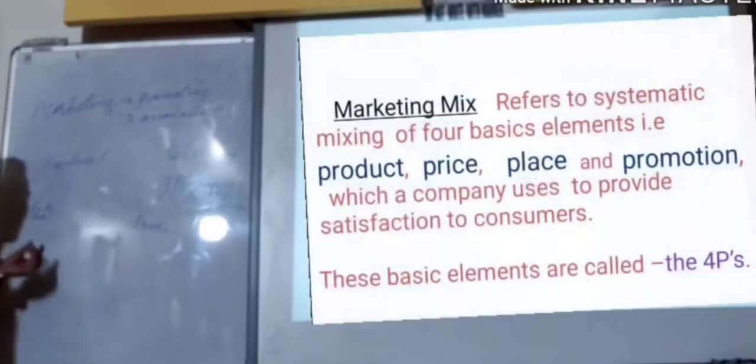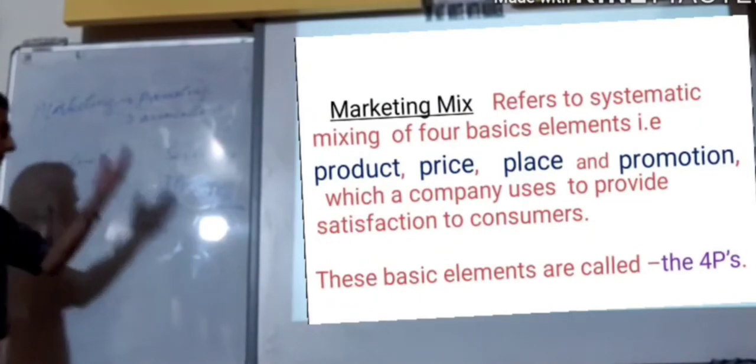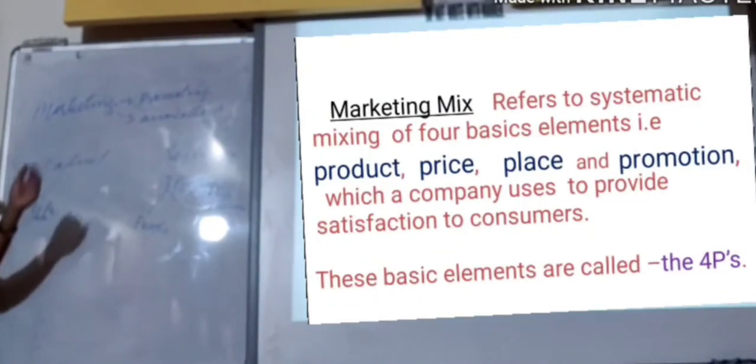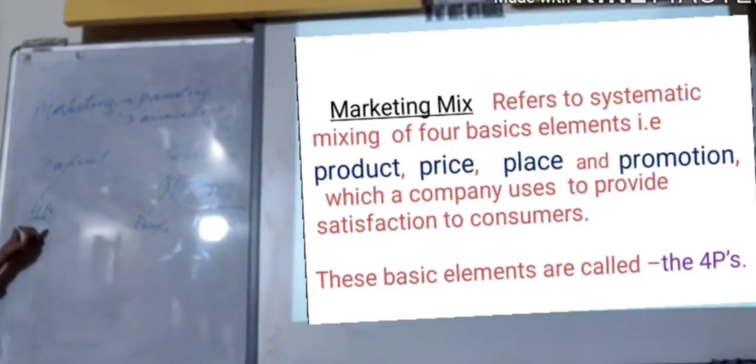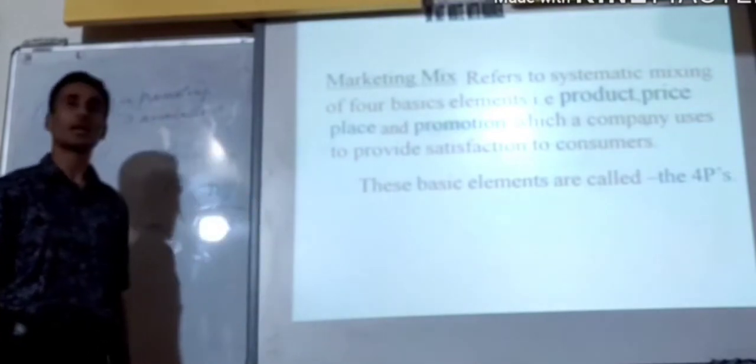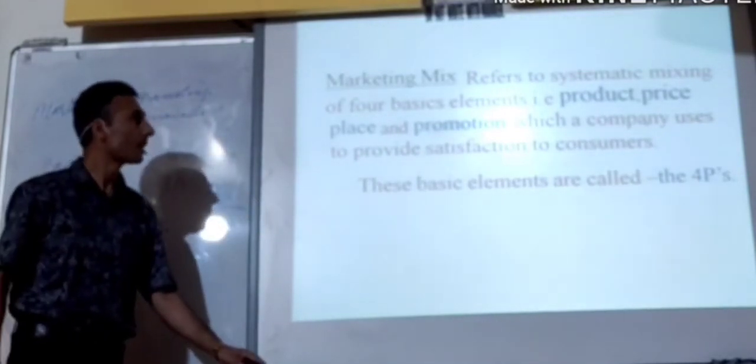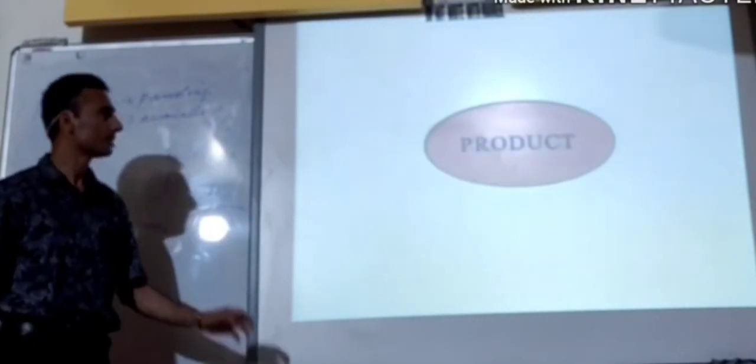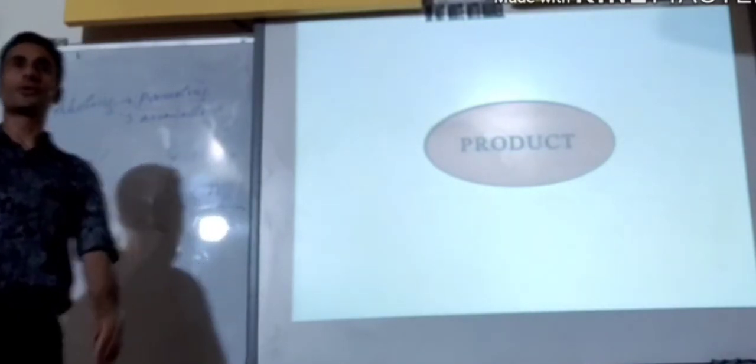These basic elements are called the 4p's. Now here in this chapter, I think we'll be more concentrating on the product part, that is the 4p's, and these 4p's are the basic elements of marketing mix. Now we'll take the first P. Product is the first P.